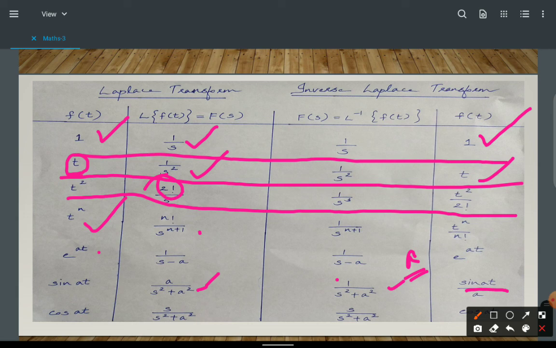So what about cos at? In the case of cos at, the Laplace of cos at will be s by s squared plus a squared. In the case of sin at, the numerator was a constant, but for cos at, the value of s is what comes in the numerator. Similarly, for the inverse Laplace transform, F of s will be s by s squared plus a squared and our f of t will be cos at.